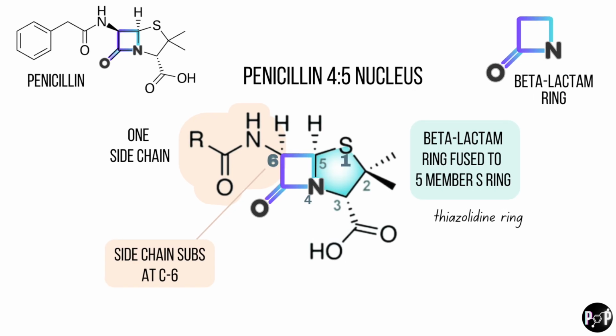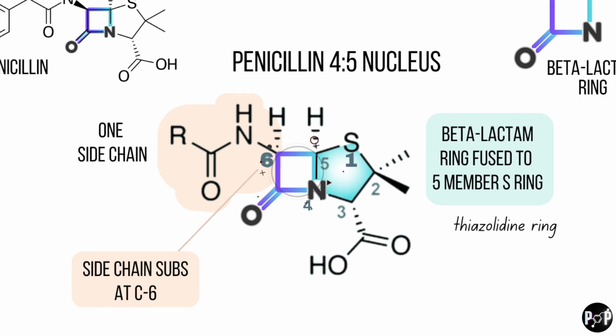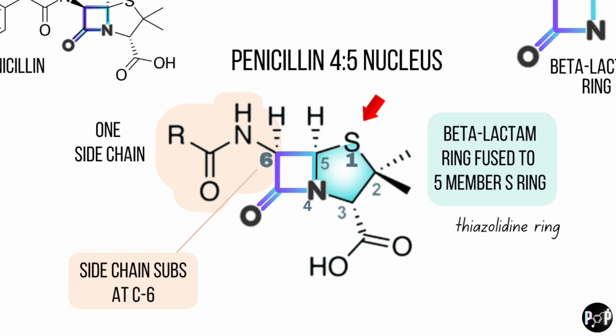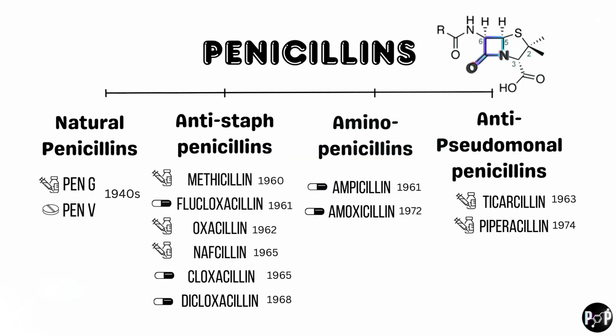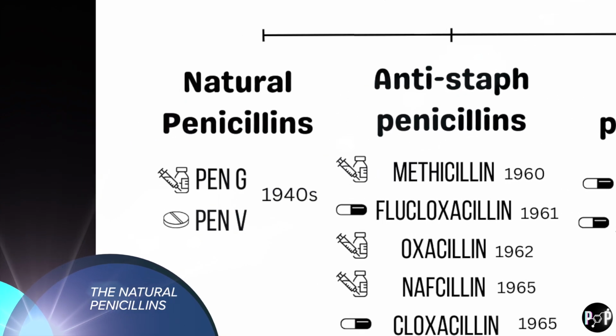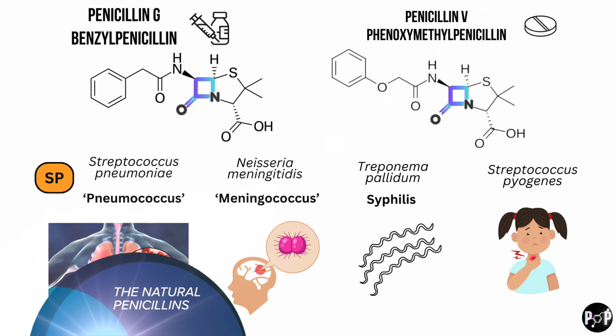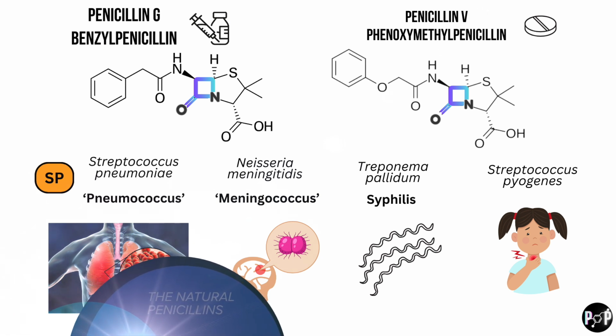The penicillin's beta-lactam nucleus consists of the 4-member beta-lactam ring fused to a 5-member sulfur ring, where the sulfur is in the 1 position of the 4-5 ring. So all the penicillins have this core 4-5 ring nucleus, and they vary according to the side chain they have, which is situated at the 6th position. There are 2 penicillins in the natural penicillins group. We've got penicillin G and penicillin V, which are both chemically very similar and relatively simple as well.